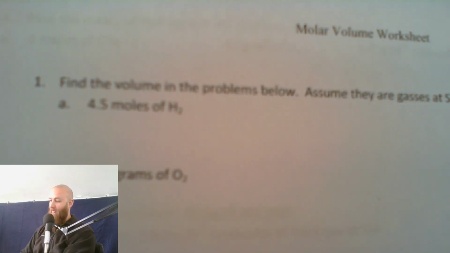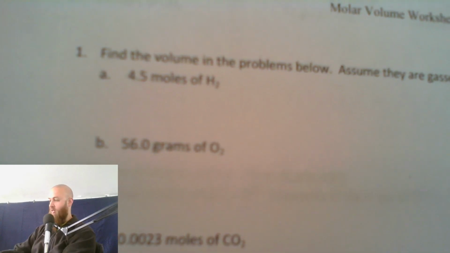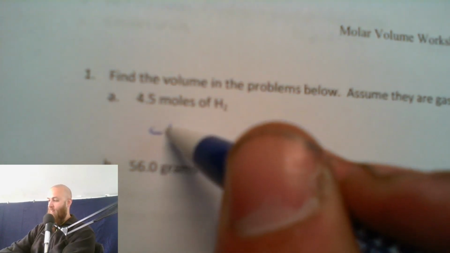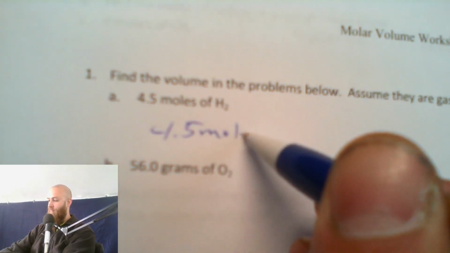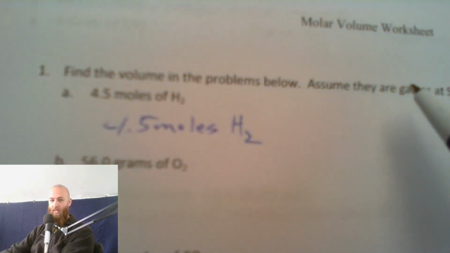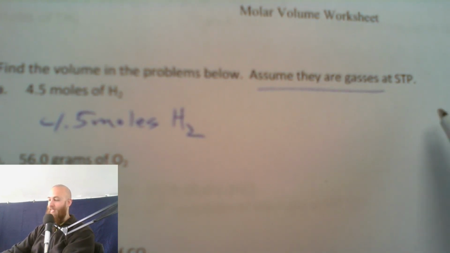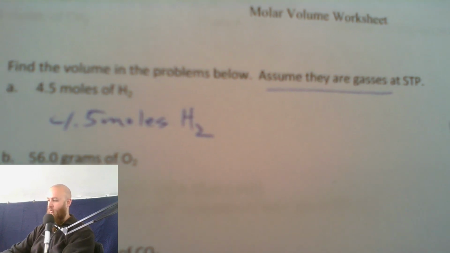Excellent. All right, anyway, number 1, letter A. Let's see what we got. 4.5 moles of H2. Now, that's hydrogen gas. It does also say in the question that these are all gases. It says assume that they're at STP. We mentioned that yesterday. Doesn't really matter. All right, so 4.5 moles.